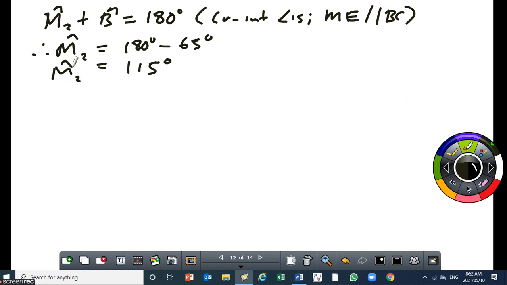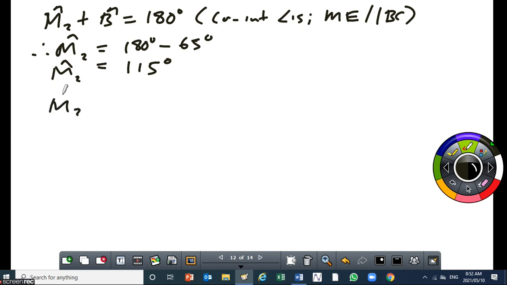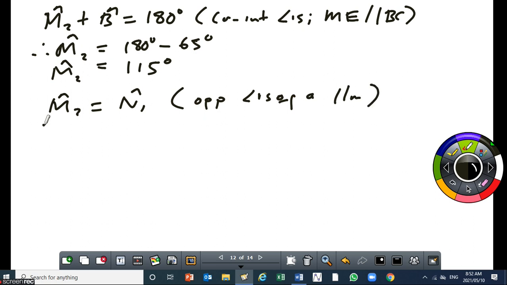Okay, so I found M2. Now, to find this angle here, that is N1, I can use M2, I can use angle B, I can also use angle E2, right? But I'm going to use M2. So I'll say opposite angles of a parallelogram. So angle M2 is equal to angle N1, and the reason is opposite angles of a parallelogram. Therefore, N1 is equal to 115 degrees.